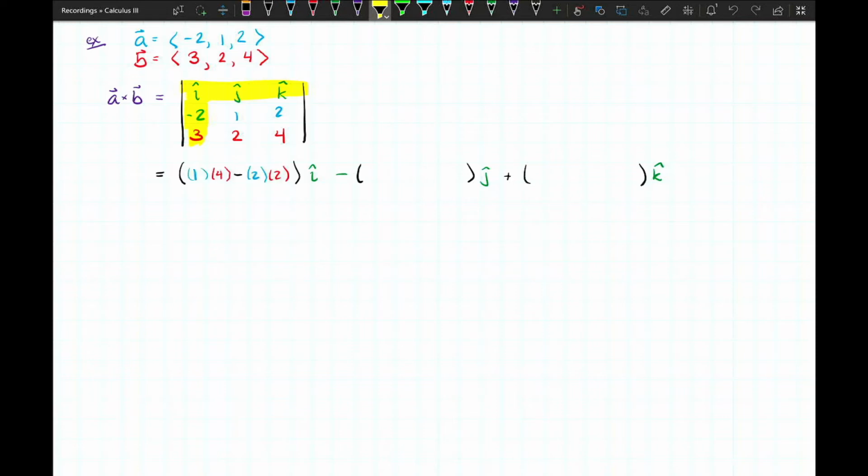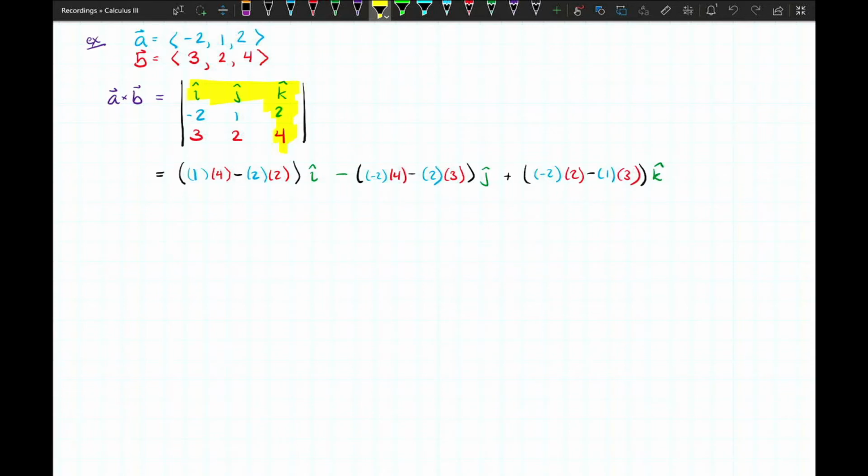All right, now moving on to the j component, we're going to eliminate the first row again, but this time we're eliminating the second column, and we'll use our main diagonal, -2 times 4, minus 2 times 3. Of course, remember that that's going to end up being negated after we've computed that value. Now to calculate the k component, we're still eliminating the first row, but we're eliminating the third column now, and we'll look at the determinant, -2 times 2 minus 1 times 3. Now it's just a matter of calculating the value of each of those 3 terms.